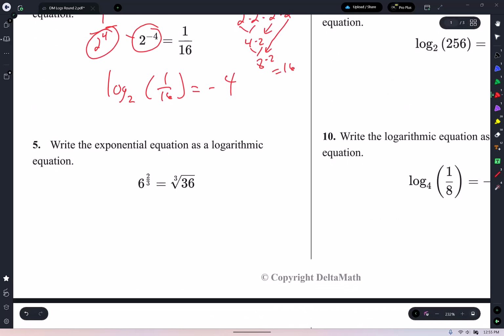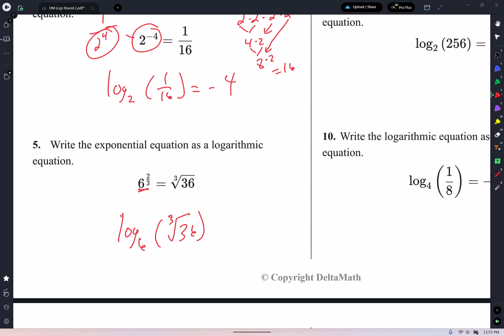Look at this one again. This is the base, so log base 6 of cube root of 36 equals 2/3. Yeah, that makes sense, because this 6 to the 2/3 means cube root of 6 squared. 6 squared is 36, and that's exactly what they have. Is this making sense, guys? What do you think? A little bit lost? Okay.